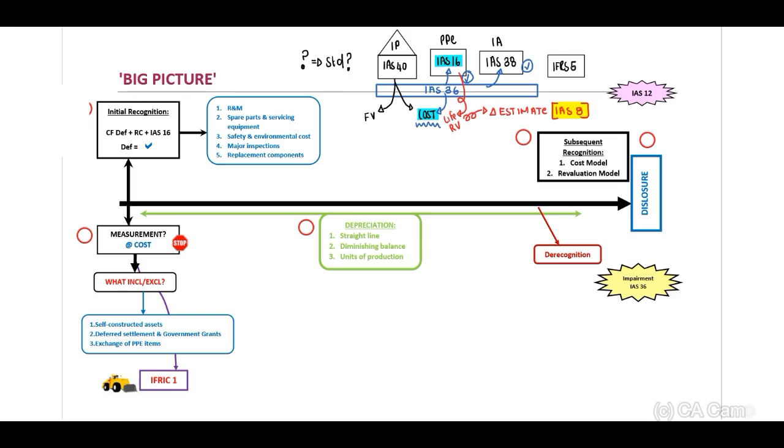Remember, any transaction has to begin on purchase date. Therefore, we will first have a look at 1, our initial recognition. When can we recognize an IAS 16 asset? Then 2, how do we measure this asset on initial recognition? 3, what is the depreciation method used? 4, how do we subsequently recognize and measure our asset? And 5, how do we disclose our PPE note?